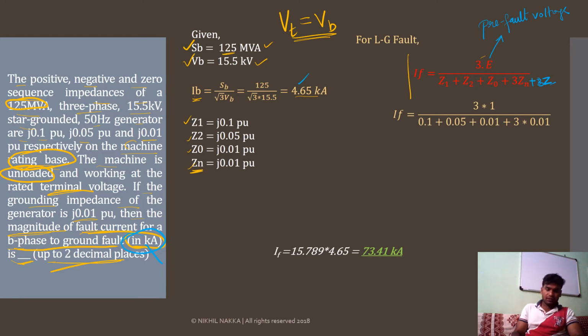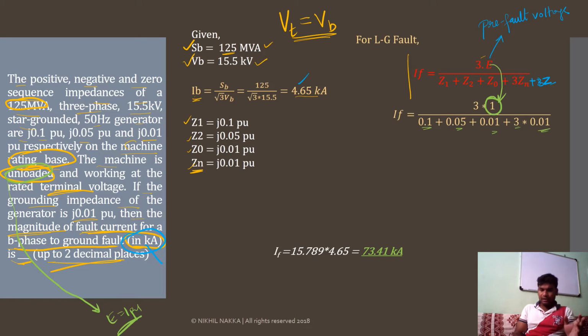IF is equal to 3 into 1.1, this is Z1, Z2, and Z0, plus 3 into Zn. Some people might get confused. I have taken E as 1. There is no mention about E. Is it 1 per unit, or what is the per unit value of E? But I have taken 1. Guys, I have already discussed these things in my fault analysis videos. When the system is unloaded, the pre-fault voltage E should always be taken as 1 per unit.